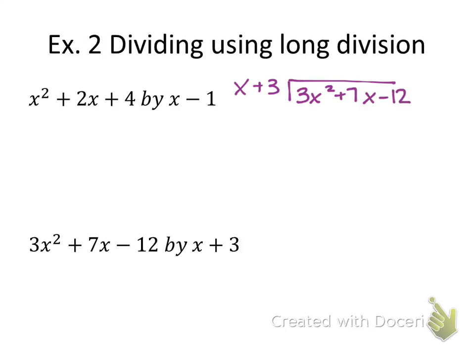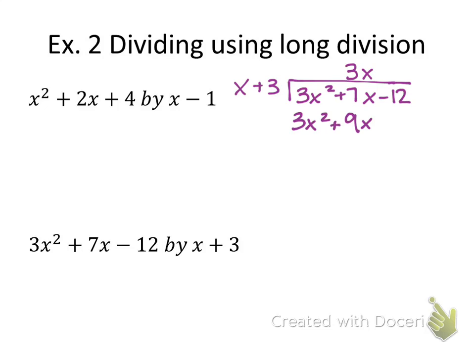minus 12. Okay? Now I have to ask myself, what am I going to do to x to make it 3x squared? Multiply by 3x, exactly. And where does that 3x have to go? Over the 7x. It always has to go over its like term. So then I just multiply. 3x times x is 3x squared. 3x times 3 is 9x.